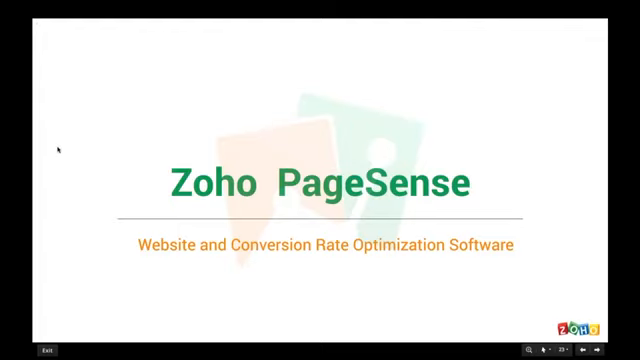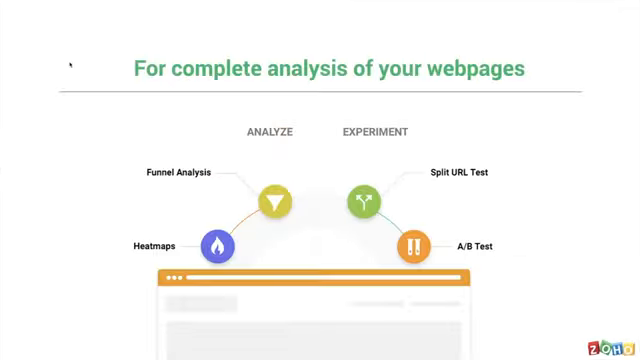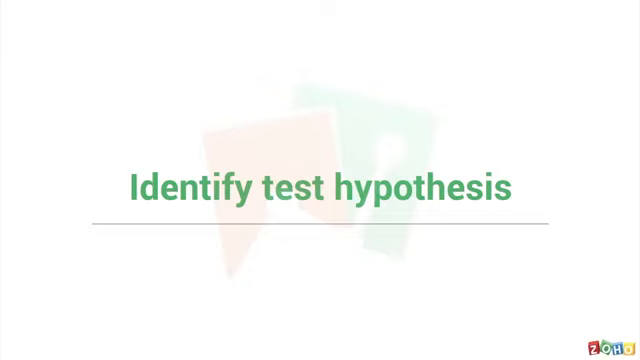Thanks, Vinay. Thanks for the detailed discussions on how CRO is helpful for the business. Having seen how vital conversion rate optimization is for your business, let's now see how PageSense helps you achieve it. In PageSense, we have two different modules, the Analyze module and the Experiment module. The Analyze module contains heat map and funnel analysis, whereas the Experiment module has the A/B test and the split URL test. As discussed earlier, the first step in your CRO process is identifying the test hypothesis.